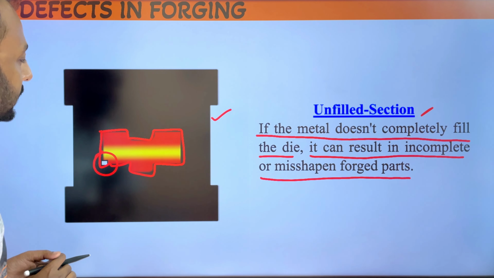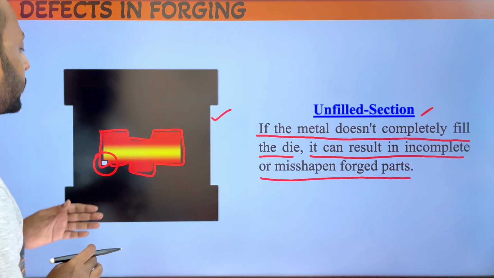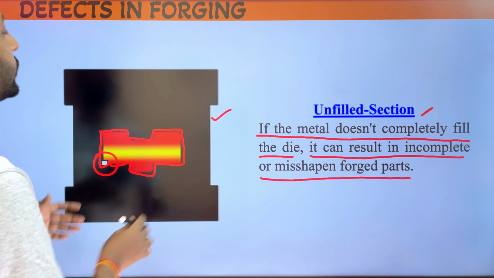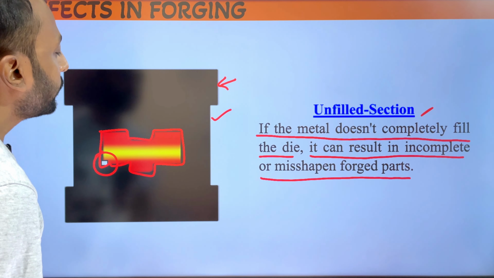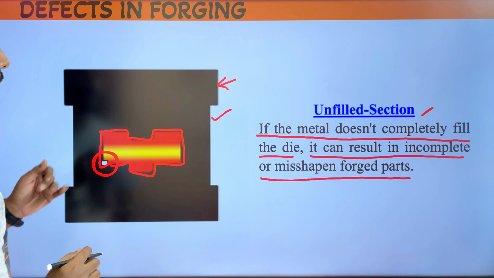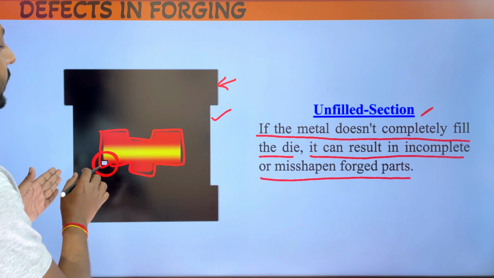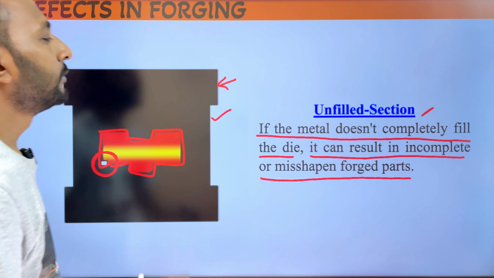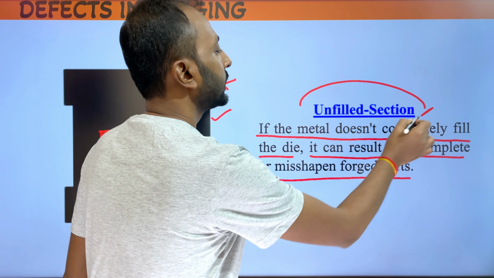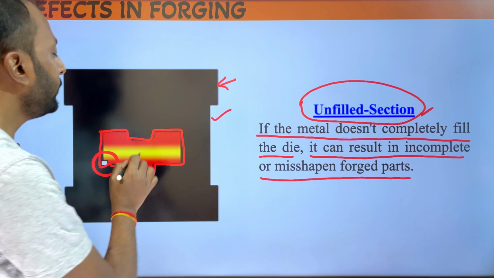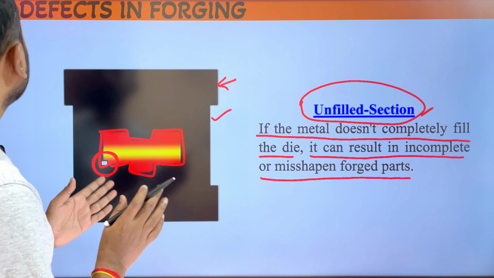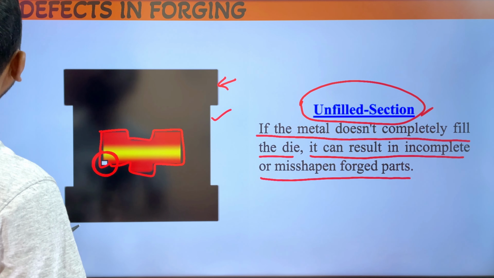This is the unfilled section. When we are doing the forging process, we are applying force using the upper die of the closed die portion. So this part is known as the unfilled section. After an unfilled section occurs, the product becomes defective. If we want to remove the unfilled section, we have to apply force uniformly on the raw metal to get a perfectly shaped product.